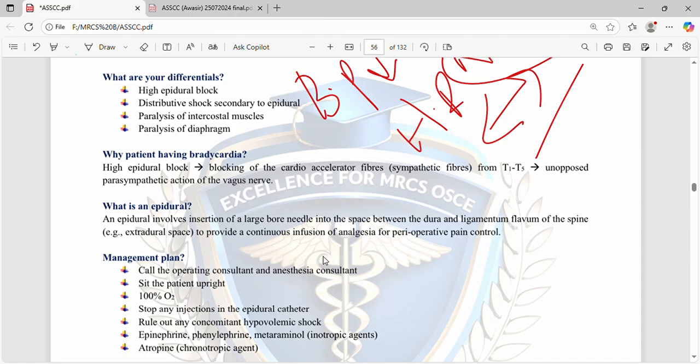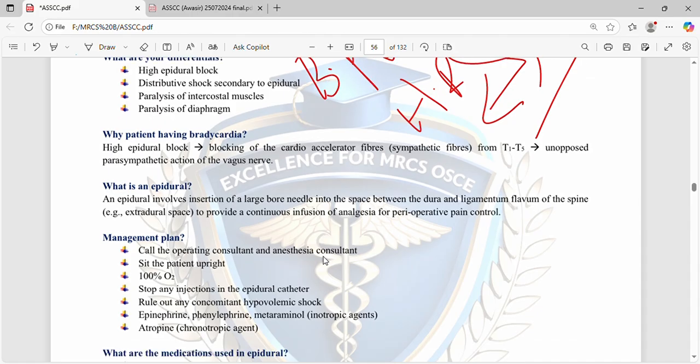What is an epidural block, or what is epidural anesthesia? An epidural involves insertion of a large bore needle into the space between the dura and ligamentum flavum of the spine, the extradural space, to provide a continuous infusion of analgesia for perioperative pain control. As the name shows, epidural, above dura.